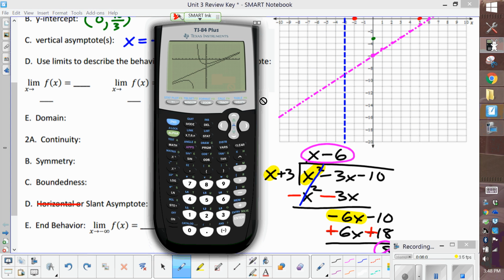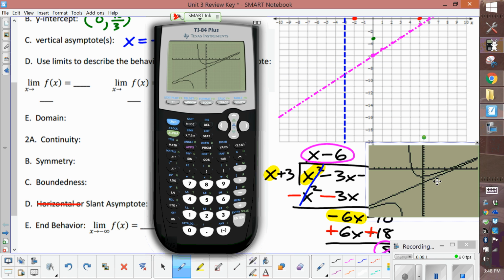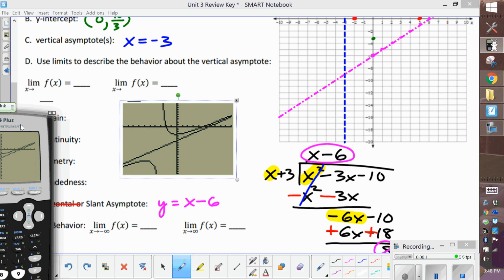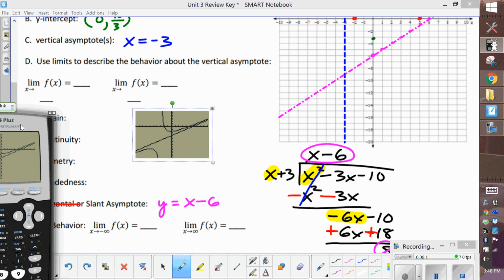Okay, so we'll pull this off for notes purposes. Yeah, that's a good spot for it. Actually, I'm going to move it over here, and I'm going to shrink it up a little bit. There we go.